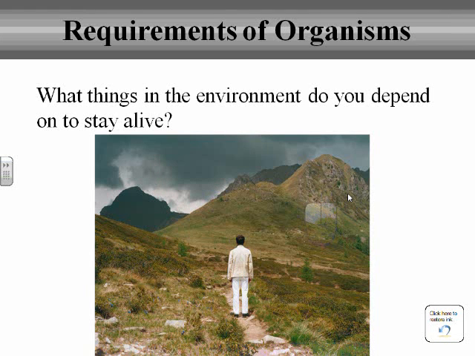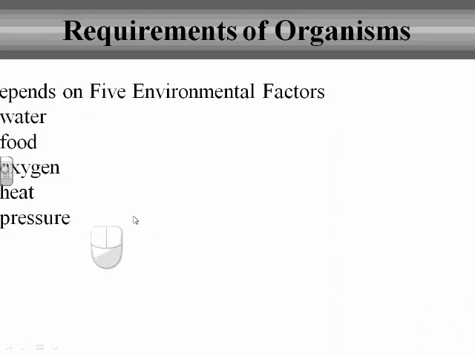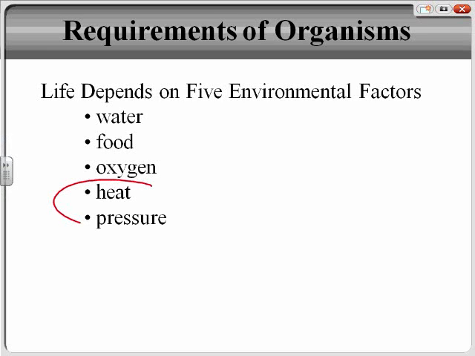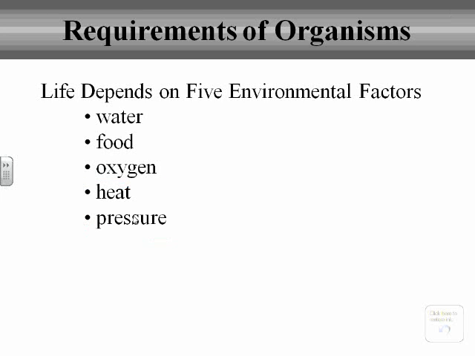In order for those characteristics of life to be maintained, we depend on 5 different environmental factors. We talk about needing water, food, and oxygen, which should be probably pretty standard. Heat and pressure may be the ones that aren't quite so common sense or don't come so quickly to you when you think about it.